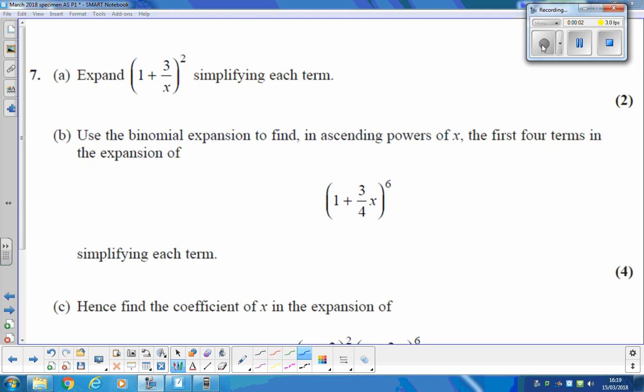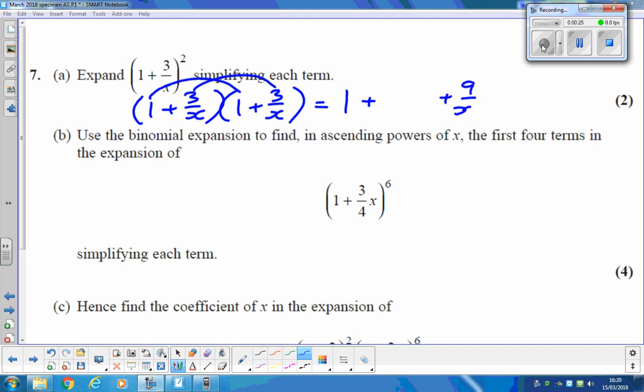Question 7. I think everyone knows what to do, but they make mistakes on this one. And so I'm going to have to take it a little bit slower. Squaring. Well, we need to multiply these two things together. And clearly we've got 1 times 1 here, which is 1. And we've got 3 over x times 3 over x, which is 9 over x squared.